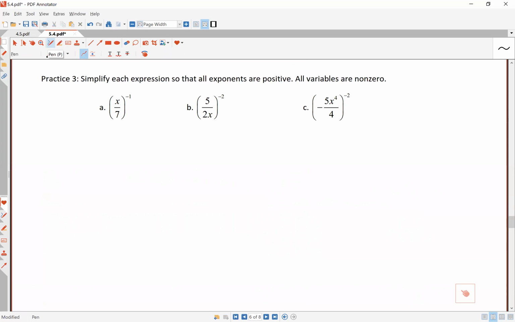Now that you've had a chance to work these out, letter A, x over 7 to the negative 1, that's the reciprocal of x over 7, which is 7 over x. Letter B, 5 over 2x to the negative 2, that's the reciprocal of 5 over 2x, which is 2x over 5.